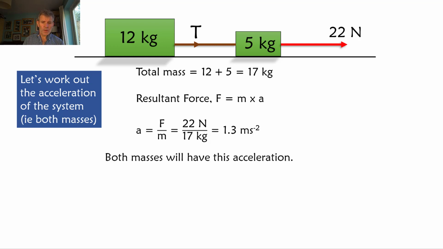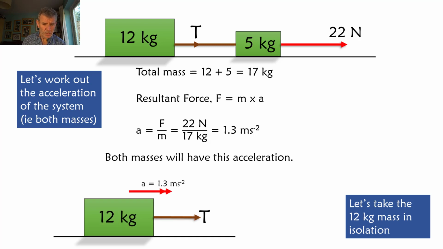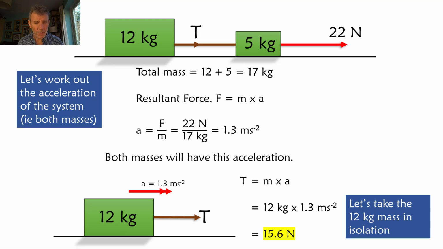Okay, so now what we're interested in is the 12 kilogram mass, and so let's take that in isolation. So we can draw our diagram which looks something like that. There's our 12 kilogram mass, there's the acceleration which we've just worked out is 1.3 meters per second squared, and we're trying to find out T, the tension. So again, the only force acting forwards on that 12 kilogram mass is the tension, in other words force, which is equal to ma. We know we've got a mass of 12, the acceleration is 1.3, and that tension comes out to be 15.6 newtons. So that's the answer to the question.